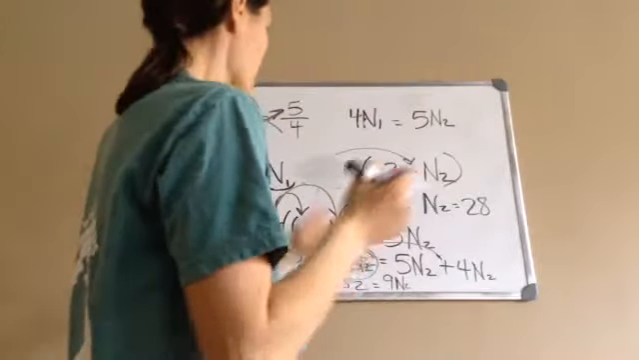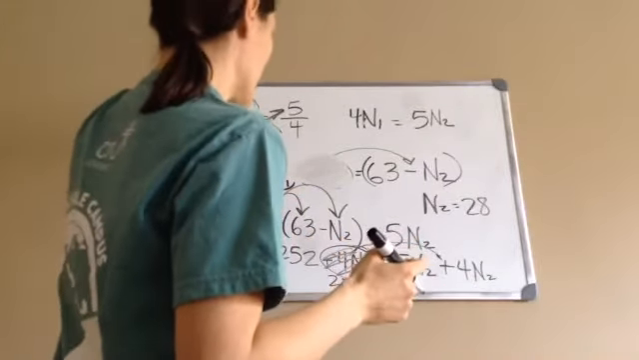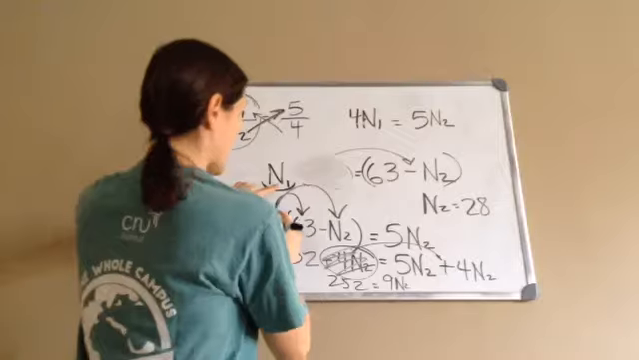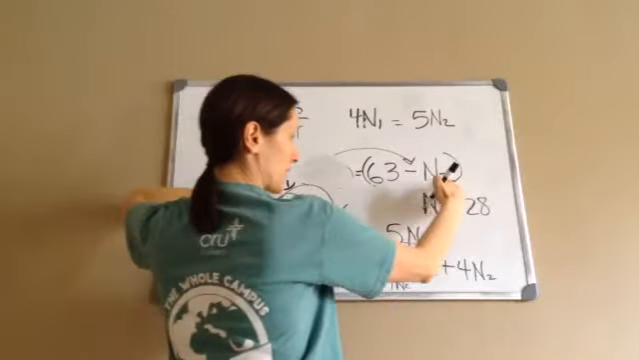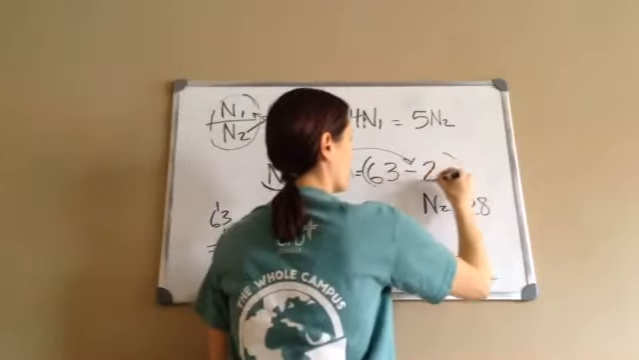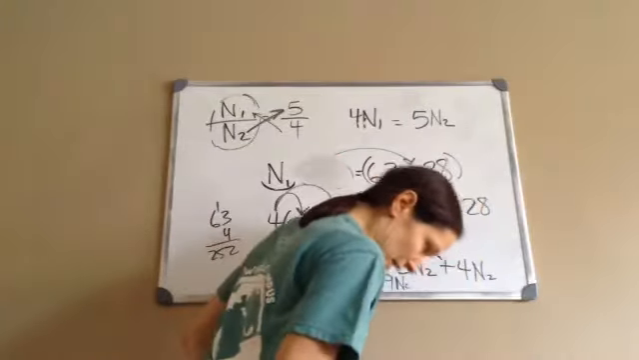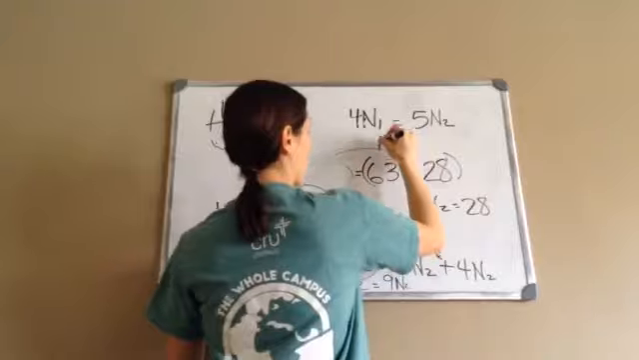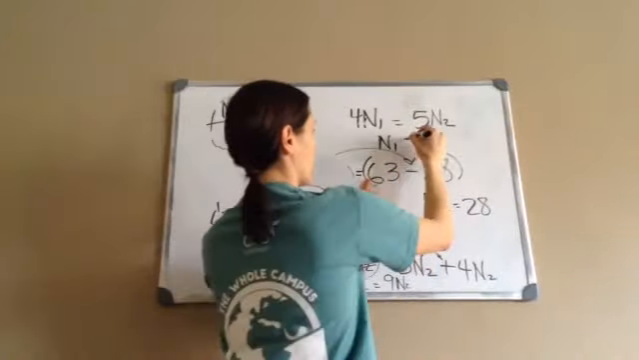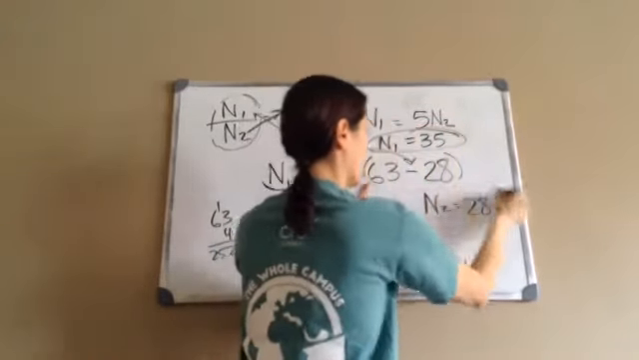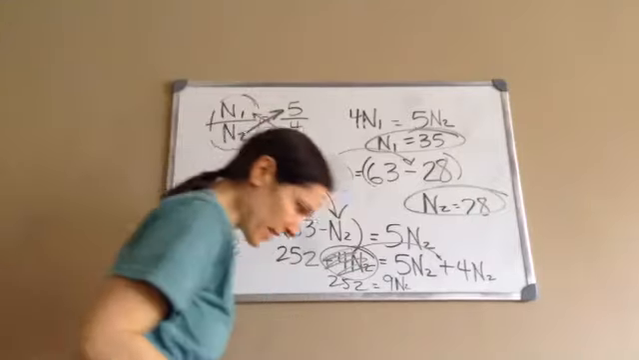Okay? So then we come up here, and N1 equals 63 minus N2. N2 is 28, so 63 minus 28 is 35. So N1 equals 35. Got it? Yep. That's lesson 9.